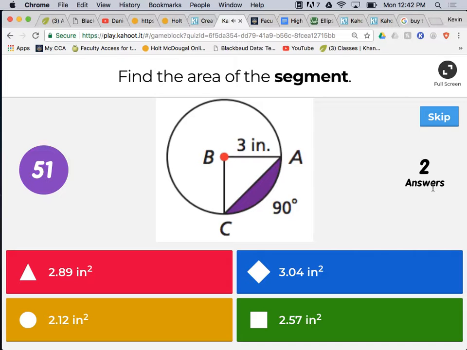Now the area of the triangle is 1/2, so 0.5 times 3 times the height, which is also 3. So it's 4.5. Does that make sense? You write down the area of the triangle is 4.5. And then you subtract them. 7.07 minus 4.5. That's how you get the answer. Does that make sense?